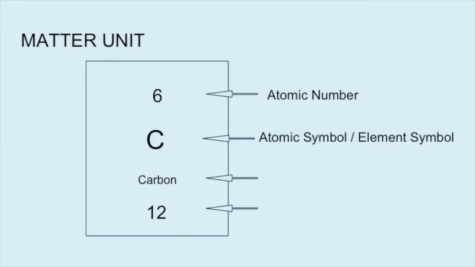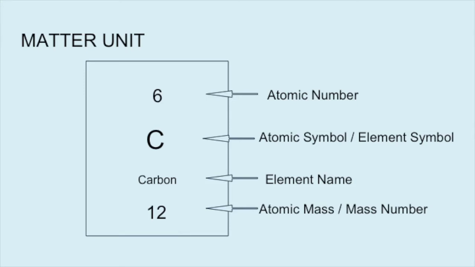Next, our capital C is our atomic symbol or our element symbol. That is going to be one capital letter or a capital letter with a lowercase letter. The word carbon is actually our element name, and that is unique to each element. And then lastly down here, our number 12 is our atomic mass or our mass number.